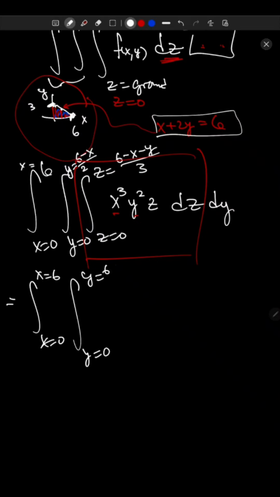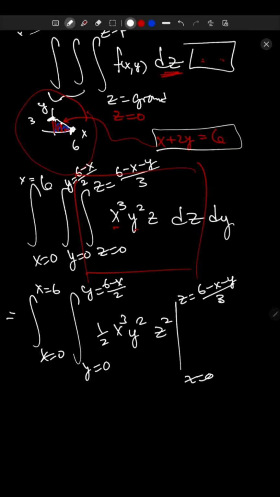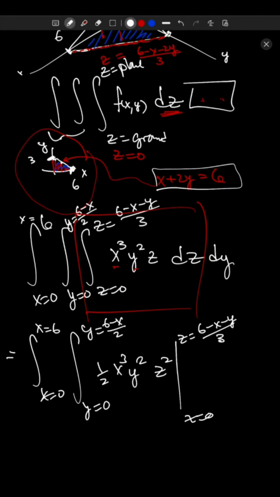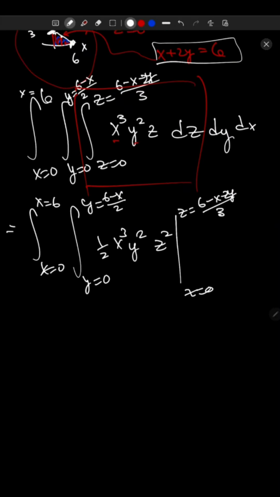So y equals (6 minus x) over 2. We integrate this guy here. We get x cubed y squared, which we think of as a constant. The integral of z is 1/2 z squared. We evaluate that at z equals 0 and z equals (6 minus x minus 2y) over 3. I think that probably should have been a 2y. What was our plane? Yeah, x plus 2y, so this should be 2y there and there. And then dy dx.